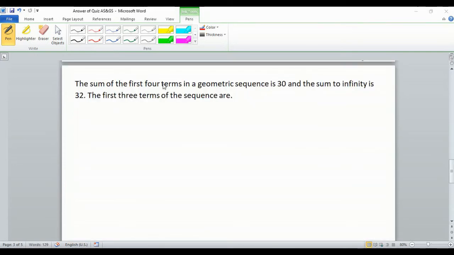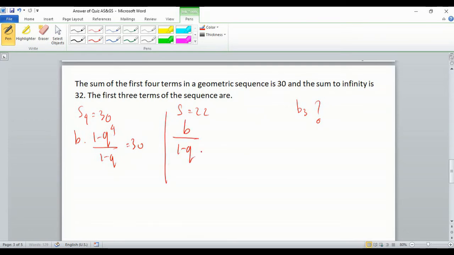The sum of the first 4 terms of a geometric sequence is 30. So S4 is equal 30, and then the sum to infinity is 32. You need to find the first 3 terms, so B3, right? So from here, S4 is equal with B times 1 minus k power 4 over 1 minus k equal 30. And then we know S infinity is equal B over 1 minus k, right? This is 32.